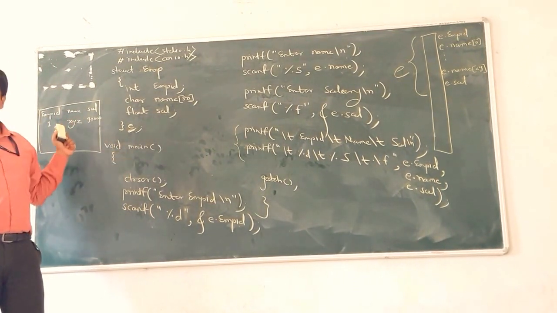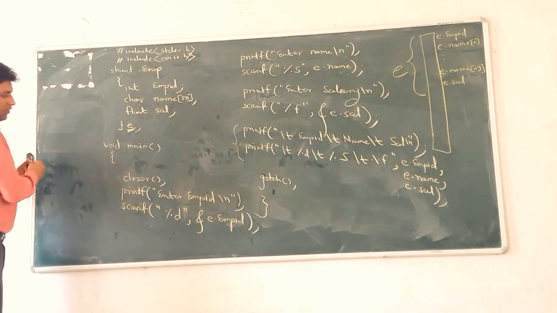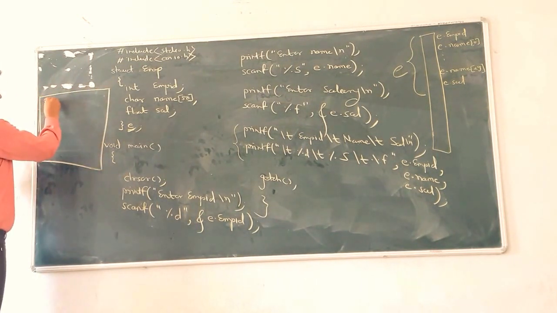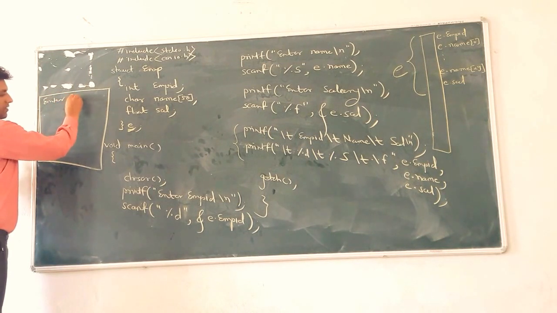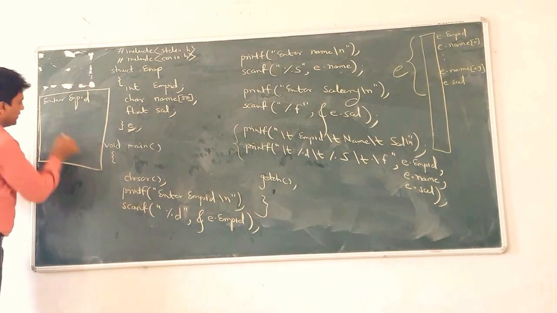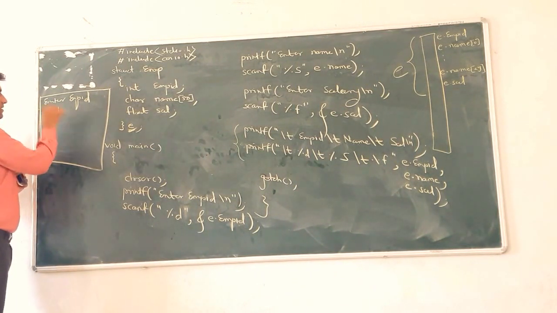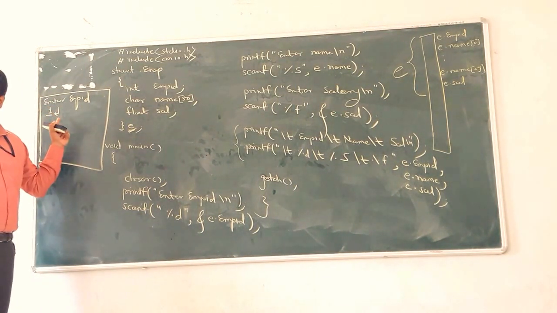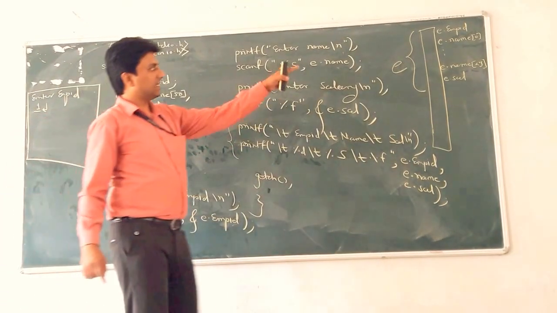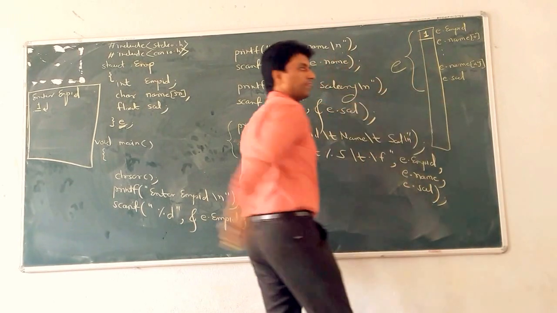Now when you run the program, it starts executing from main. First clear screen, that means the whole screen gets cleared. After that, what is the message? Enter employee ID. This is the first message. Clear? Cursor is blinking here. For what? Employee ID. Suppose you enter 1 and press enter, then that 1 is moved to which address location? Address of e dot employee ID. So 1 is moved here.